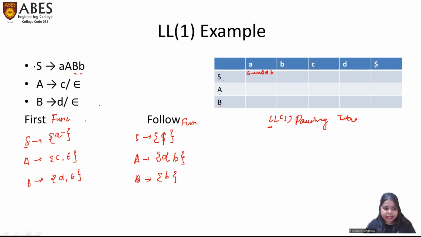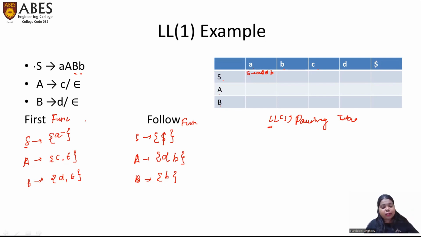How can we write it? Here S contains the first function as small a, so we can place the production in this particular cell. Now here comes the capital A. For capital A, we have two symbols: the first one is small c and the other one is epsilon. Whenever epsilon comes in the first function, we cannot directly write it.